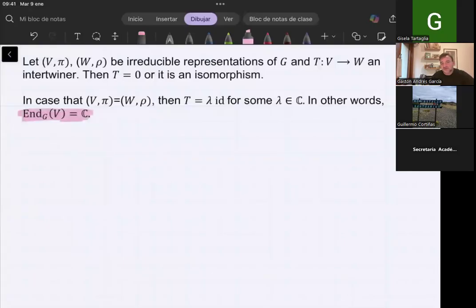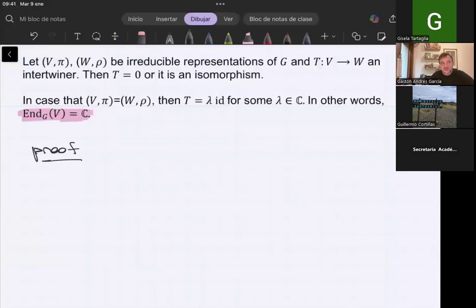In some books, this is the definition of irreducible representations. When we talk about category theory, where we want to describe that something is simple, we say that the endomorphism of the object is just the field. Yes. So I'm going to do a sketch of the proof, and as an exercise I leave you to fill in the details.